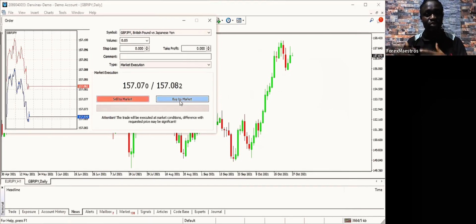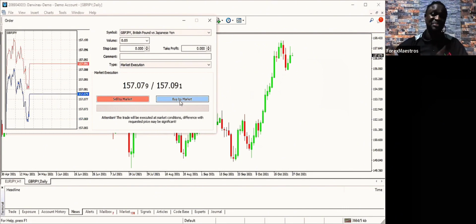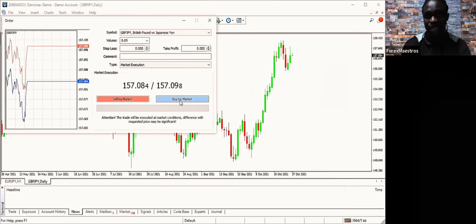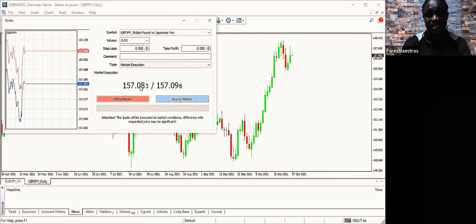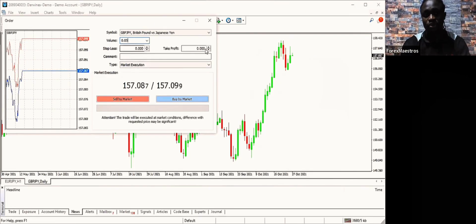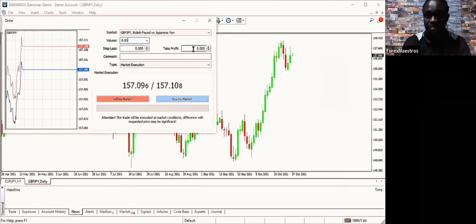Okay, and I'm sure you've been told that when the price is falling is when we sell, and when price is moving up is when we buy. I'm not teaching you any strategy. It's just for you to know where to do this. So let's say we want to buy this asset. Once I input my lot size, this is where you put your lot size. It's also called volume. And then you have your stop loss and your take profit.